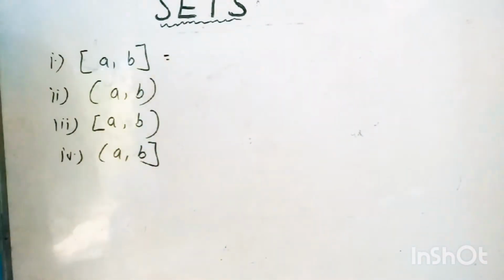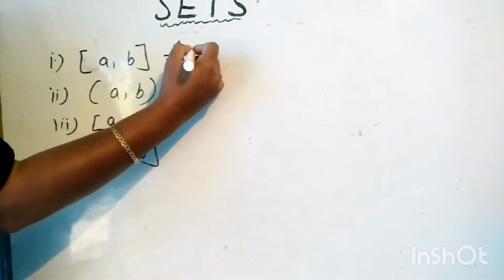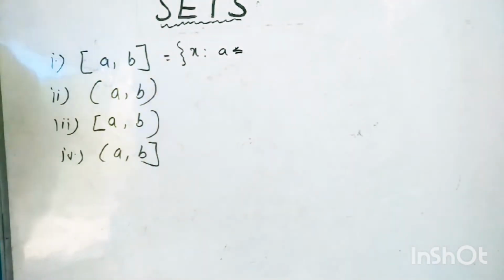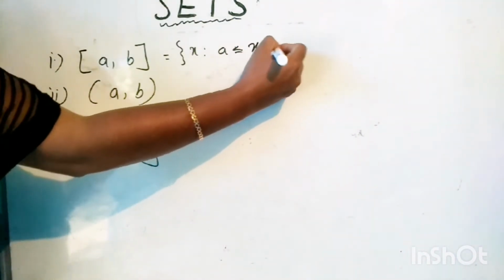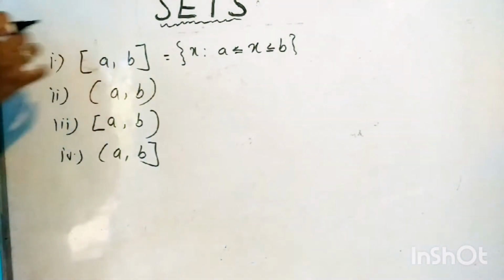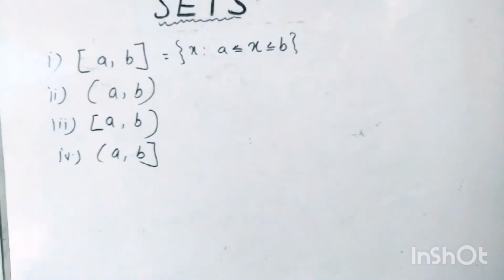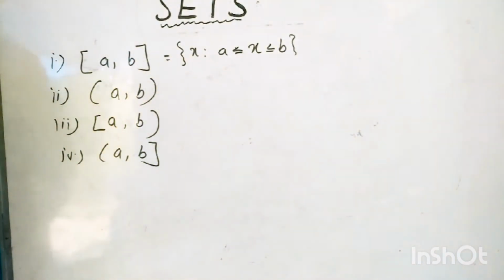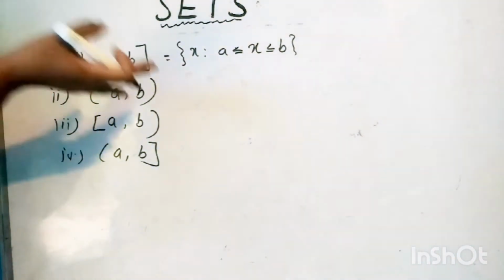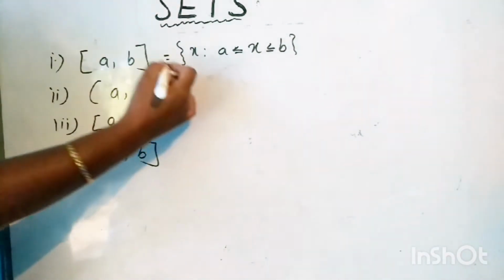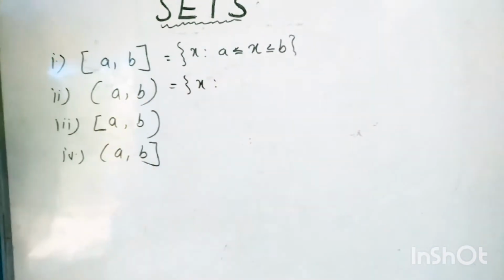Now we will look at what is the meaning of this closed interval A comma B. Closed interval A comma B means the set of all x such that, if you have square bracket, that means that number is also included, A less than or equal to x less than or equal to B. These two values are also included. We need to list out the real numbers which lie in between A and B, and thus A and B are also included.